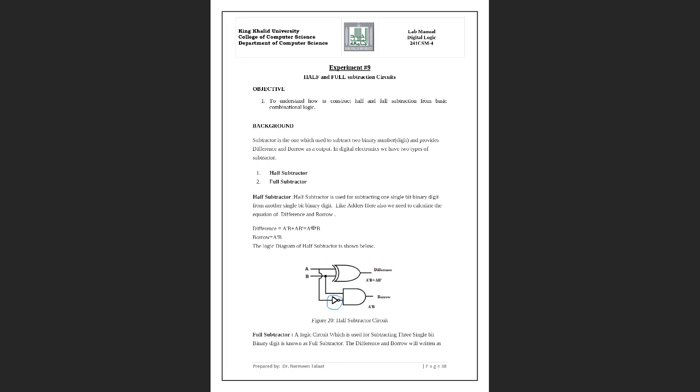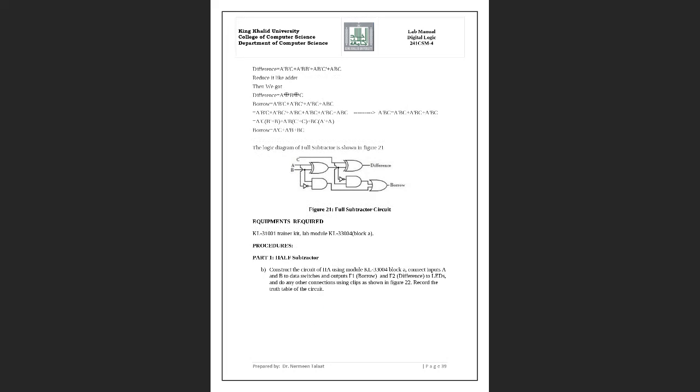Now we see what a full subtractor circuit is. The logic circuit used for subtracting three single bit binary digits is known as a full subtractor. The difference and borrow are written as follows. The difference is written as A dash B dash C plus A dash B. This is C dash, not B dash. This one I will mark here. Instead of this, it is C dash. This is wrong. This is C dash.